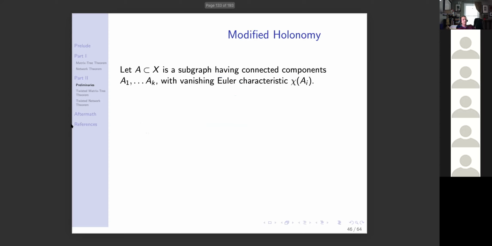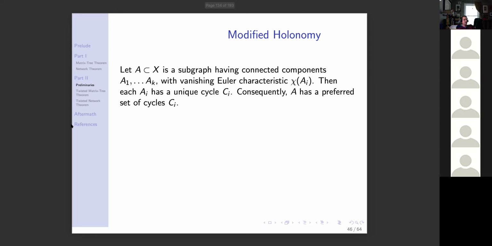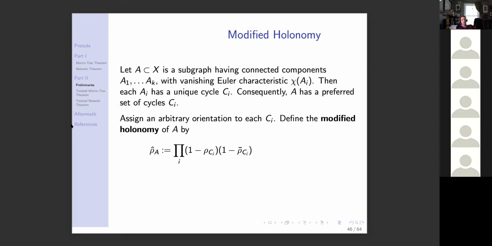Okay, now I have to modify the holonomy in what follows. So let A be a subgraph having connected components A_1 through A_k, and assume the Euler characteristic of A_i vanishes, okay? We talked about the Euler characteristic as being the difference between the number of vertices and the number of edges. Then, by analysis of what the Euler characteristic is, it implies that each of these components has a unique cycle in it. Each component has a unique cycle. So consequently, A has a preferred set of cycles, one for each component of A. So let's assign an arbitrary orientation to each one of these cycles, and then define the modified holonomy of A, call it rho hat sub A, to be the following product.